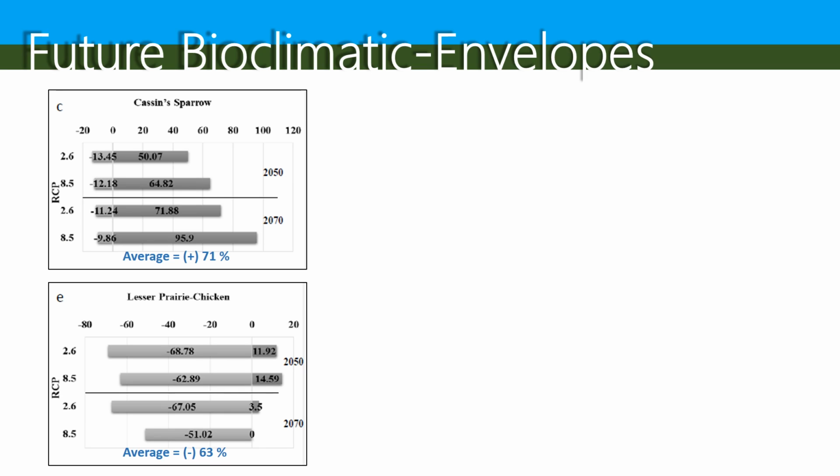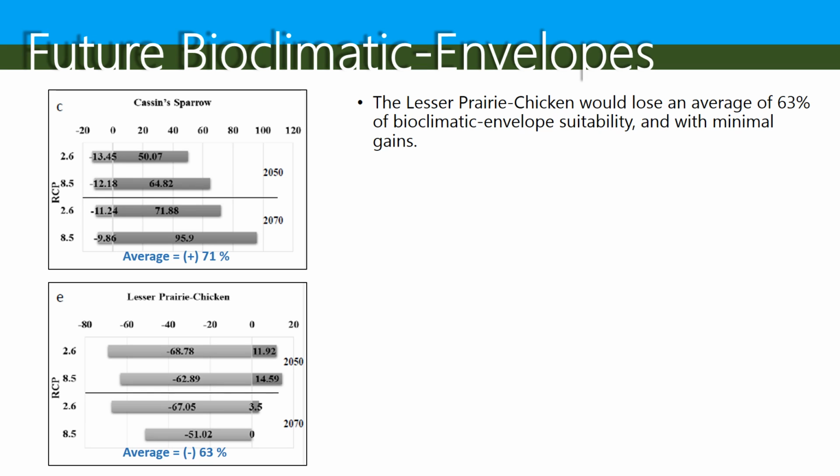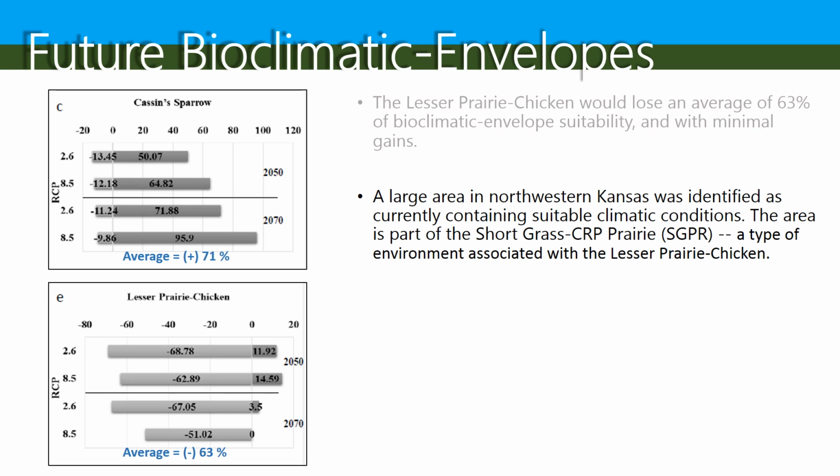Here is a look at the numbers for the Cassin's sparrow as well as for the lesser prairie chicken. An average of 71% gains for the Cassin's sparrow was observed, while there is less gain for the lesser prairie chicken and more loss. So the lesser prairie chicken would lose an average of 63% of its bioclimatic envelope suitability with very minimal gains. However, we did find a large area in northwestern Kansas which we identified as currently containing suitable climatic conditions for the lesser prairie chicken.